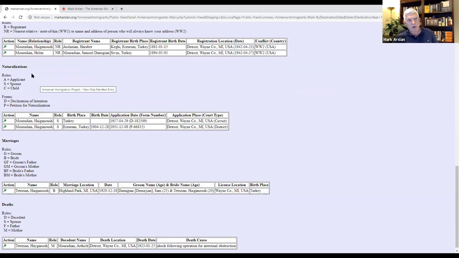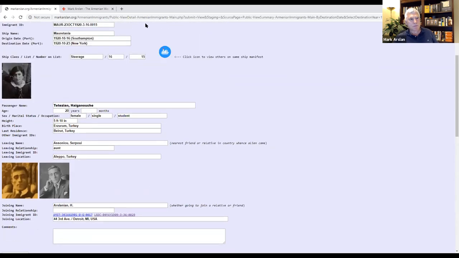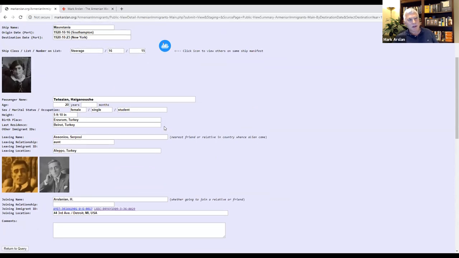We can see her in two naturalization records. She's a spouse on her husband's naturalization record. And remember that Judy was talking about declaration of intention and petition for naturalization. These are the two different types of records. So we find her mentioned as a spouse in both of these records. We find her 1920 marriage. So she arrived in, looks like 23rd of October, 1920.